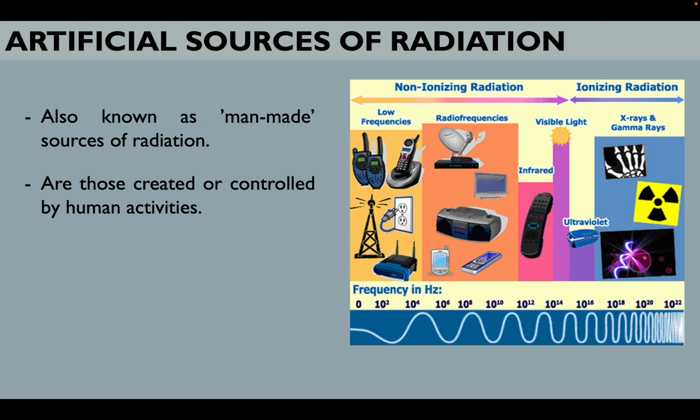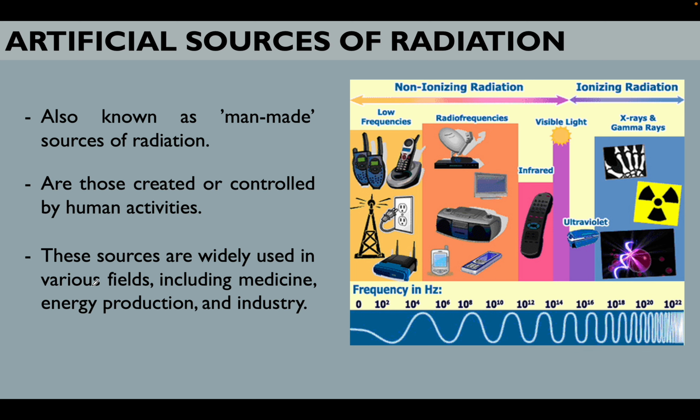These sources of radiation are those created or controlled by human activities. These sources are widely used in various fields, including medicine, energy production, and industry. Understanding these sources is important for us to appreciate their benefits as well as for managing the associated risks. As for the artificial sources of radiation, we will be mentioning four of them.